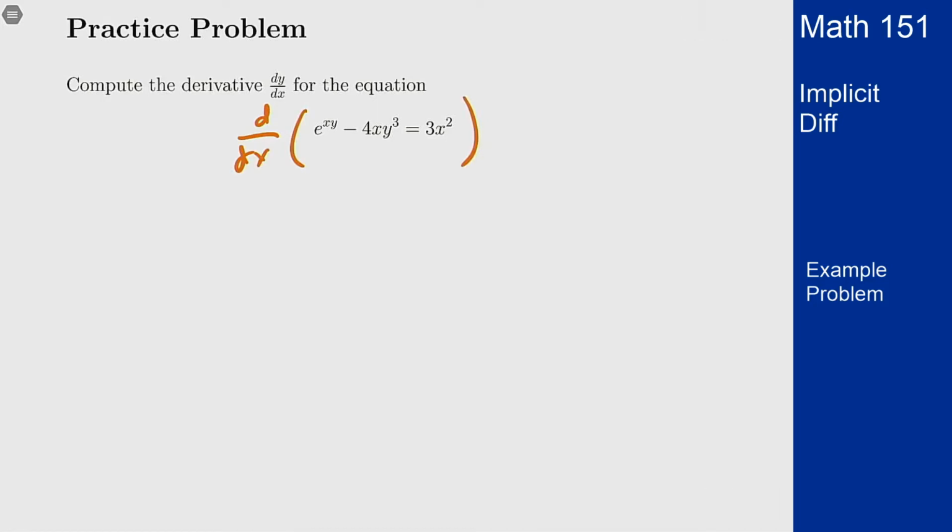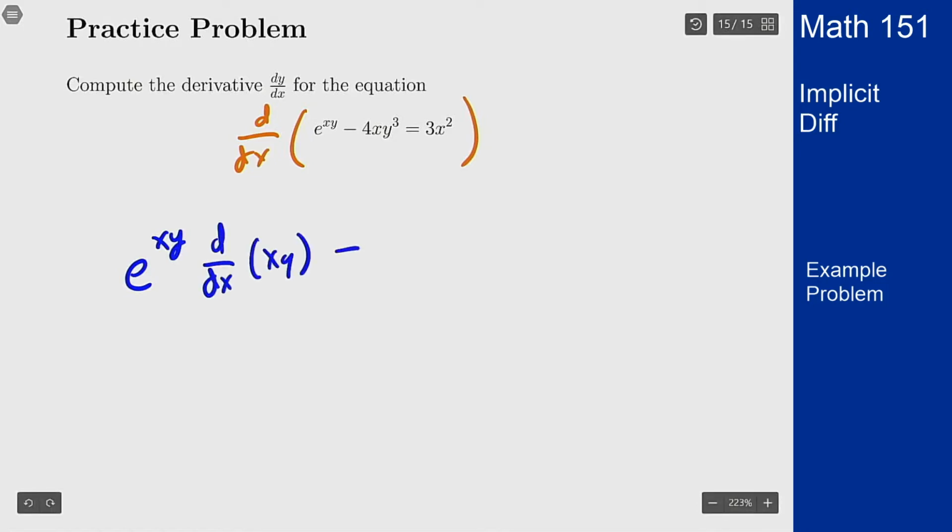So for e^(xy), we know the derivative of e^u is just e^u times the derivative of the inside. So this will give us e^(xy) times the derivative of xy, minus, this next part is just a product rule. So I'll see 4y^3 and minus 4x times 3y^2 dy/dx, where this 3y^2 comes from differentiating the y^3 term, and we differentiate the x for the first term there. And the right-hand side is 3x^2, that just goes to 6x.